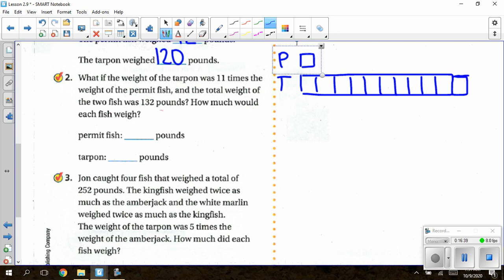So the total pounds is still the same, 132. So this time I am going to have the division problem 132 divided by 12 because there are now 12 boxes between the two fish. 11 for the tarpon, 1 for the permit. And again, basic math fact, 132 divided by 12 is 11. So each box represents 11 pounds.